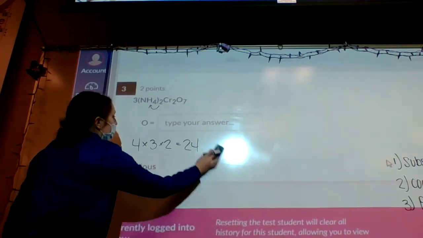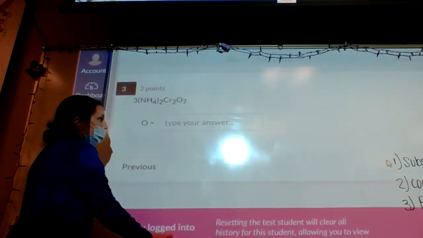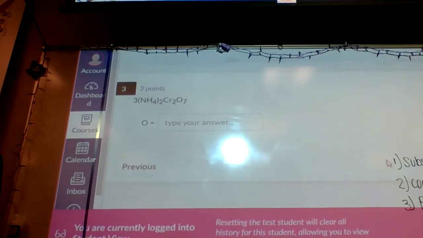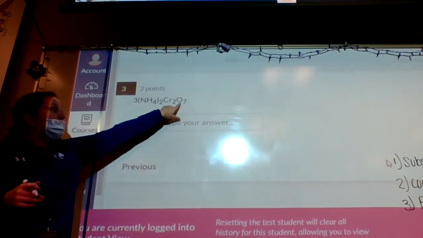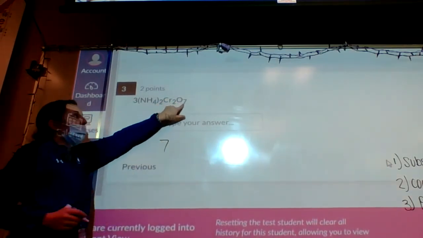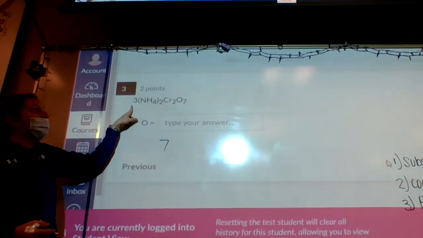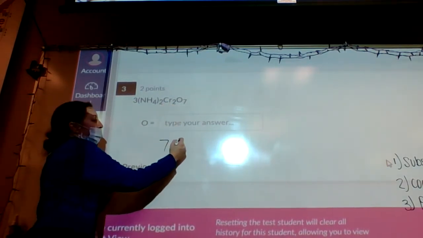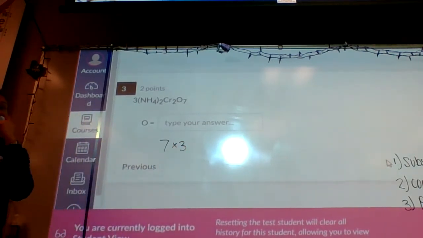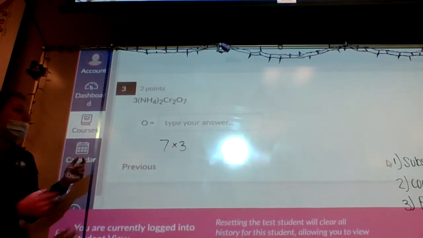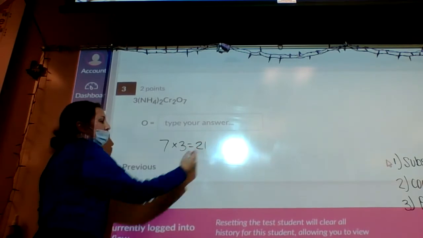Now on oxygen, let's go through that same process. Does it have its own number? Yes, it's a 7. Is it affected by a big number? Yes, big number affects everything. Is it affected by parentheses? No. So now I'm done. 21 oxygens.